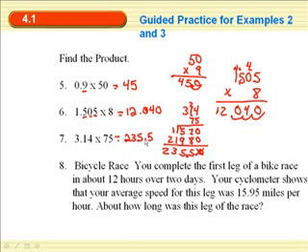So let me look at my book and see if they agree with me. Yep, those are right. So number 8, the bicycle race. You completed the first leg of a bicycle race in about 12 hours over 2 days. Your cyclometer shows that your average speed for this leg was 15.95 miles per hour. How long was this leg of the race?